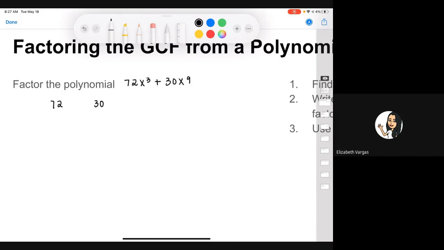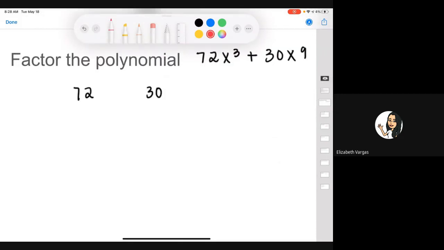What can you multiply together to give you 72? What can you multiply together to give you 30? And what you're looking for is how many prime numbers you can use. So for example, if I wanted to break 72 apart, I could do 2 times 36. 2 is a prime factor. Prime meaning its only multiples are itself and 1. So I can only multiply 1 and 2 to get 2.